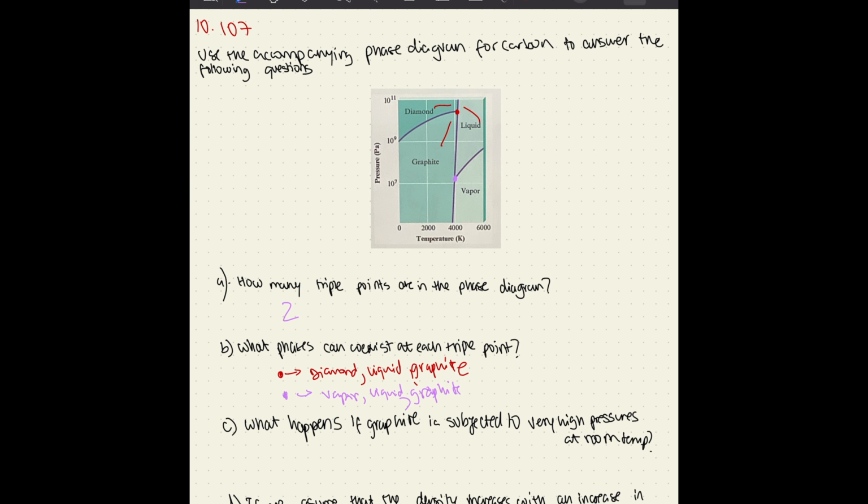So what happens if graphite is subjected to very high pressures at room temperature? Room temperature will be around here. Well, yeah, we'll be around here. So then high pressure, it's gonna convert to diamond.